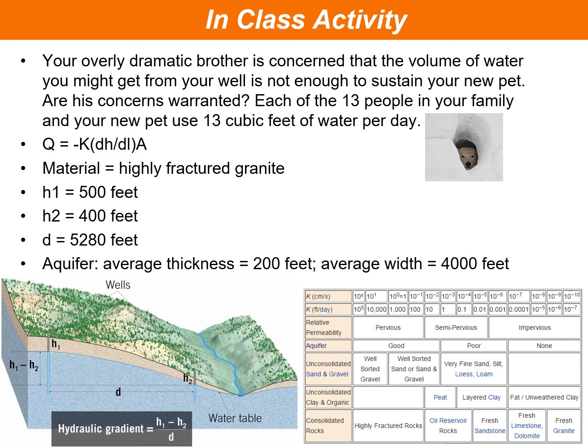And then finally, your cross-sectional area. The aquifer in between these two wells has an average thickness of 200 feet and an average width of 4,000 feet. So to get area, you're going to need feet squared in this case. And so you multiply your average thickness of the aquifer of 200 feet times the average width of the aquifer of 4,000 feet. I think that's 800,000 feet squared off the top of my head.